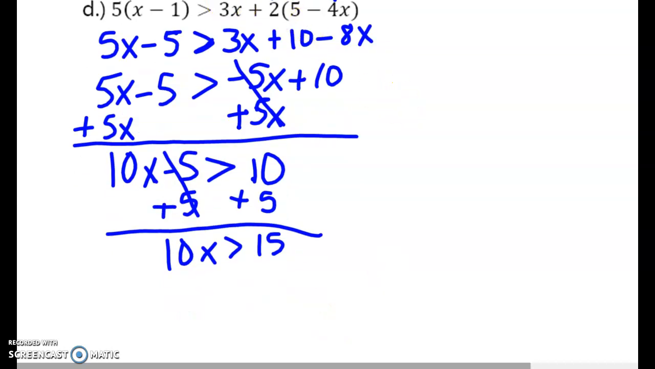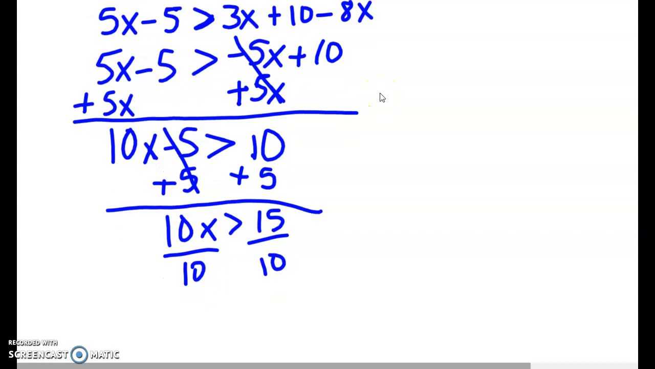And my last step here is going to be to do what, James, to both sides? Divide both sides by 10. Yep. Do I need to change the direction of my inequality? I divided by 10, a positive 10. Do I change the direction? No, it's only if I divide by a negative.